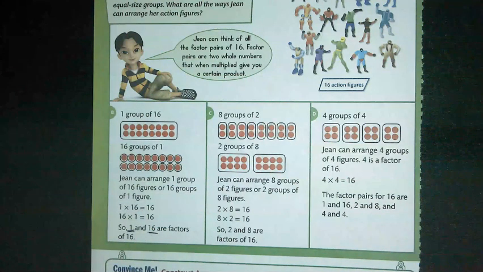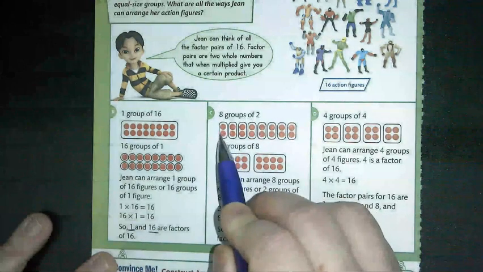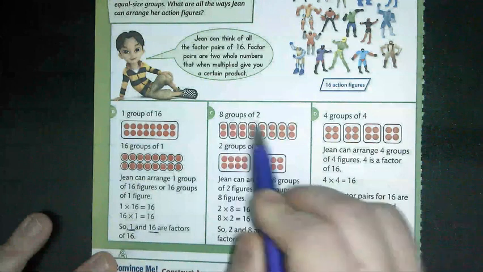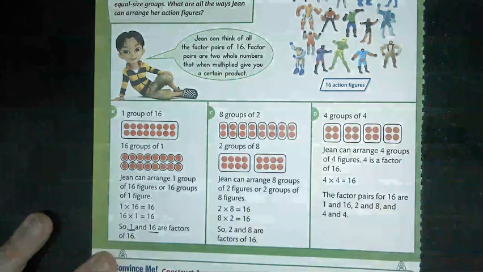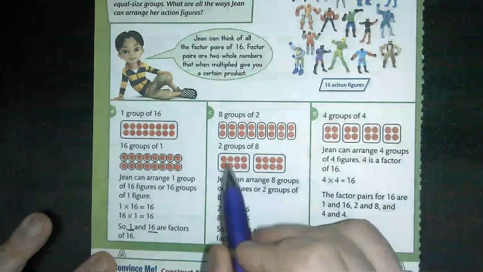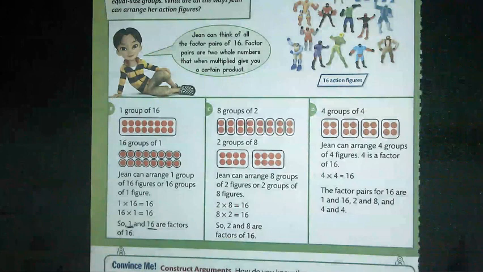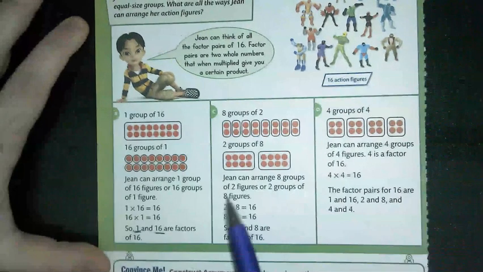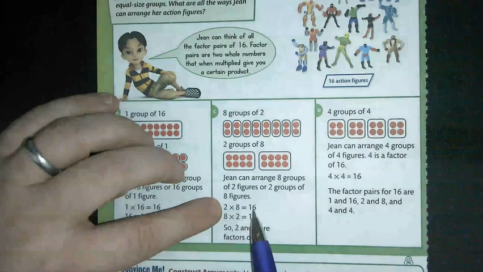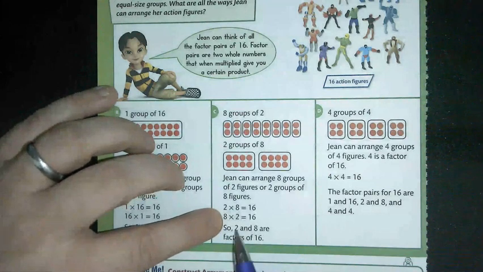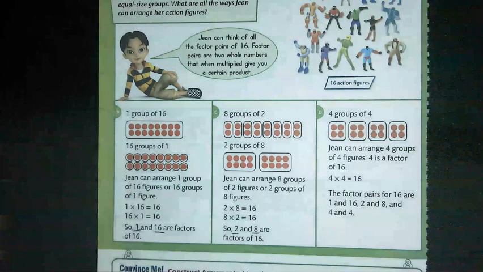Box C says we could also make 8 groups of 2. So we put 2 action figures inside each of these groups. 8 groups, 1, 2, 3, 4, 5, 6, 7, 8, with 2 in each one. Or we could do the flip fact and say 2 groups with 8 in each one. These are part of the same fact families, which is why Jean can arrange 8 groups of 2 action figures, or 2 groups of 8 figures, which means 2 times 8 equals 16, or 8 times 2 equals 16. Grab your pencil and underline 2 and 8 are factors of 16.